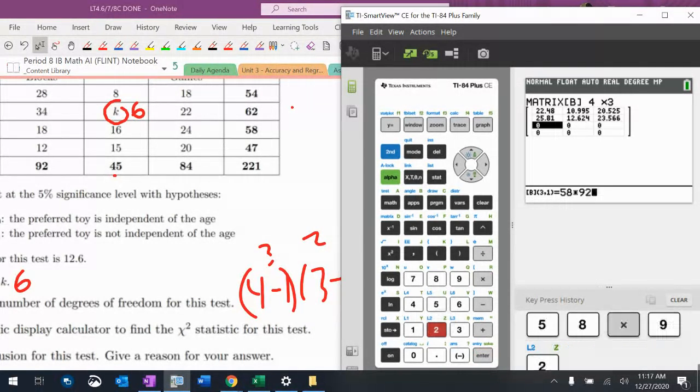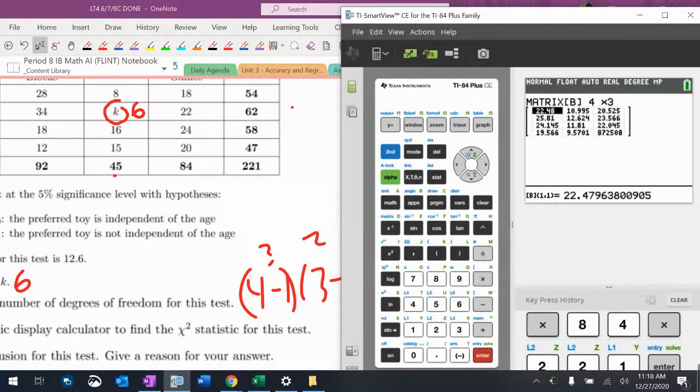58 times 92 divided by 221. 58 times 45 divided by 221. 58 times 84 divided by 221. Let's see. 47 times 92 divided by 221. 47 times 45 divided by 221. 47 times 84 divided by 221. Okay, so there's my expected frequency. We'll drag and drop that in there.